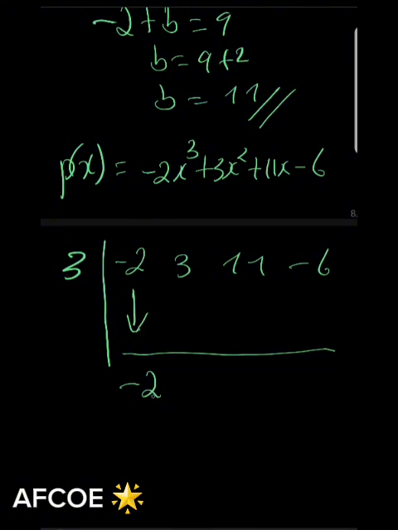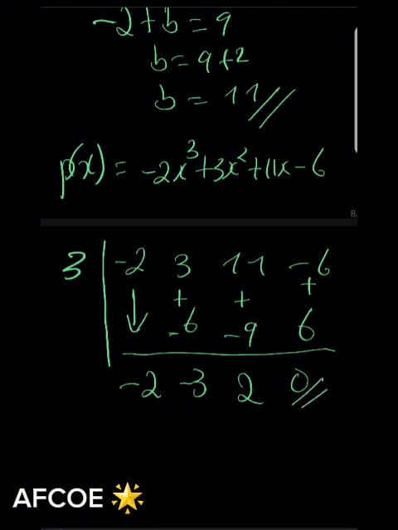Put that arrow. Negative 2 times 3, you get negative 6. Then you add down. 3 plus negative 6 is negative 3. You multiply, you get negative 9. Then you add again: 11 plus negative 9 gives me 2. 2 times 3 gives me 6, and then I add. Negative 6 plus 6 gives me 0.